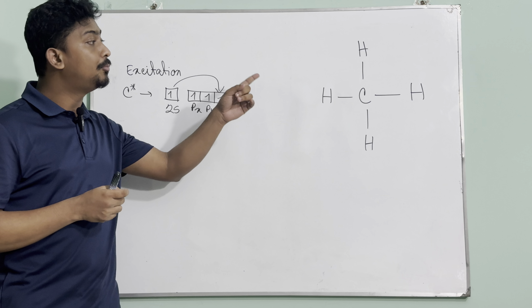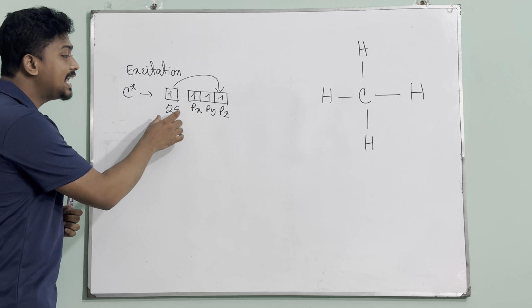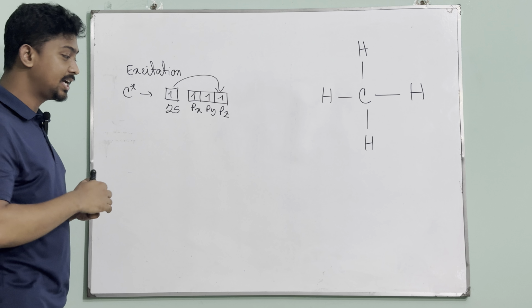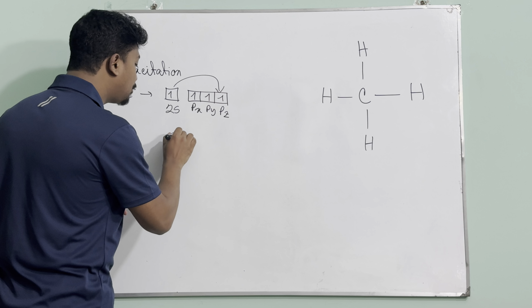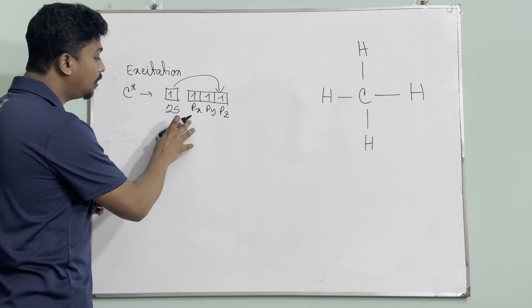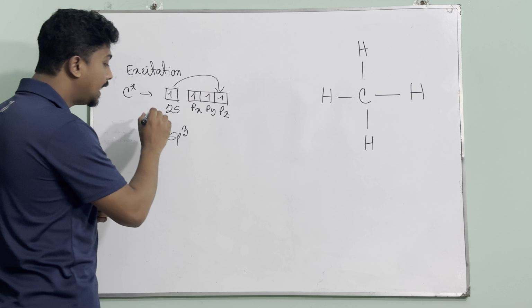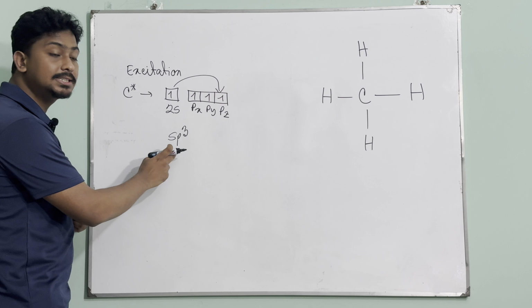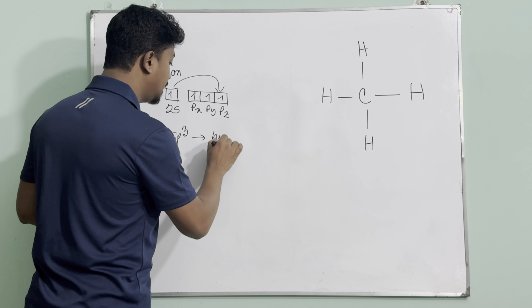How does that happen? It happens because these s and p orbitals get mixed, and when they get mixed, they produce a totally different orbital called the sp3 orbital. Now as they are mixed, we call this a hybridized orbital. Hybridized.